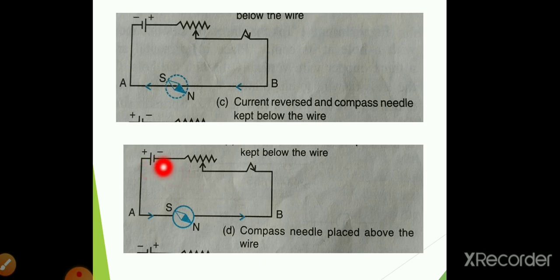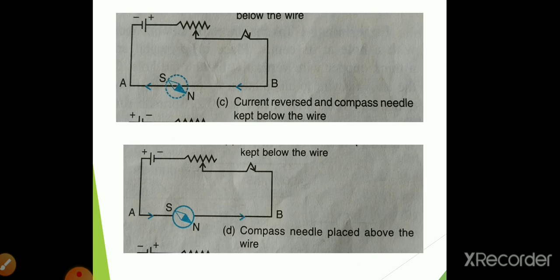The positive and negative, for the earlier, the compass needle was placed above the wire. So now what is the direction of the current? Here there is a change in direction. If the compass needle is placed just above the wire, the north pole deflects towards the east when the direction of current in the wire is from A to B, but the needle deflects towards the west if the direction of the current is from B to A.